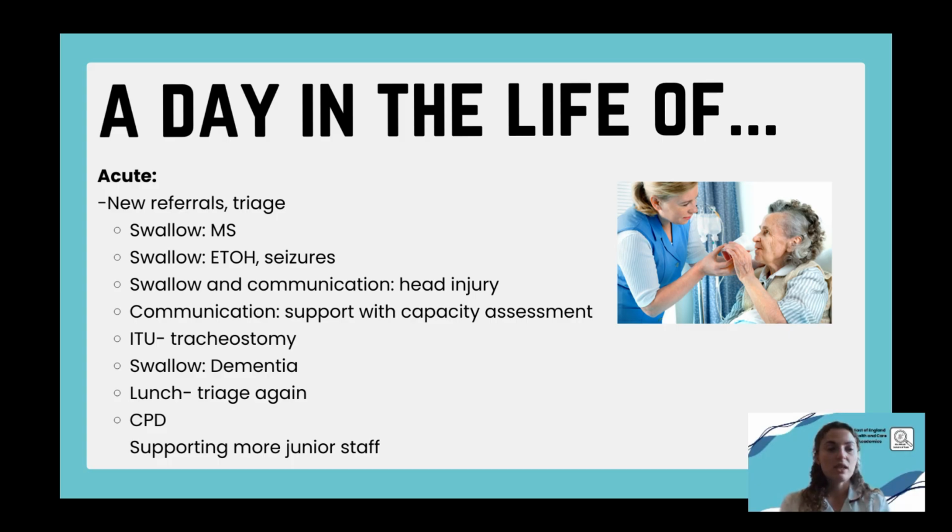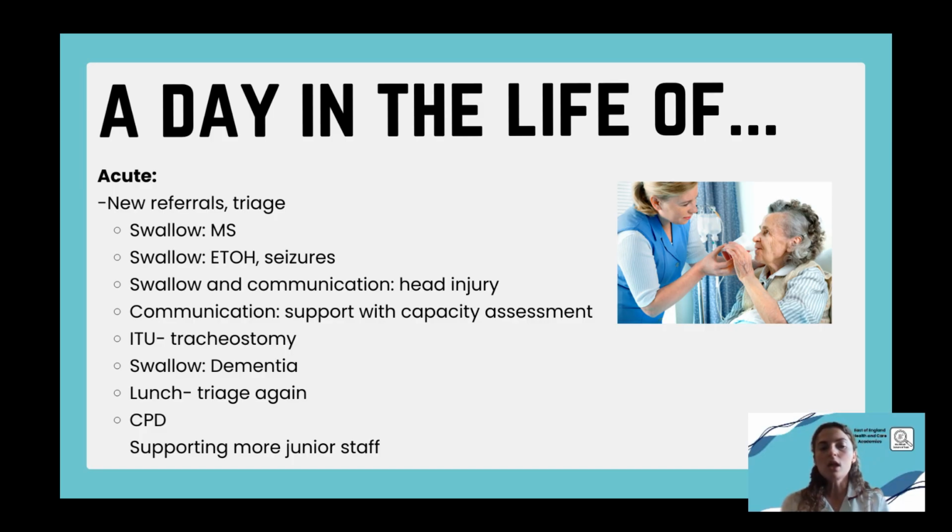So in the acute setting, we see a range of different conditions. So I've just kind of given an example of a couple that we might see. So, for example, someone might come in with MS, multiple sclerosis. You might have someone who comes in with something that you wouldn't think directly relates to swallowing, but it might be that they come in and they're poorly and it's knocked off their swallowing, which they were getting along okay with in the community, but now they're unwell. It's kind of tipped them off that baseline.